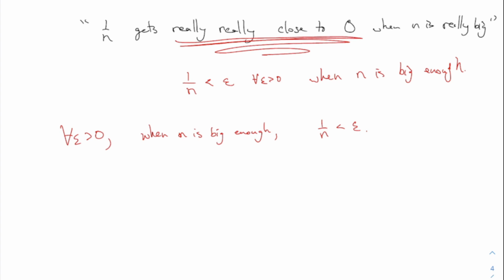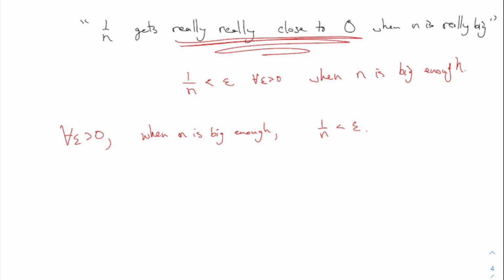One way of thinking about this is, how small do you want 1 over n to be? What I'm saying is 1 over n gets really, really close to 0. It gets really, really small. Well, how small? The answer is, no matter how small you want it to be, you want it to be less than epsilon, no matter how small that is, then it is true that it is eventually going to be smaller than that, no matter how small you say.